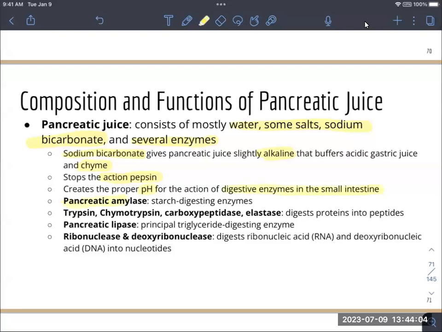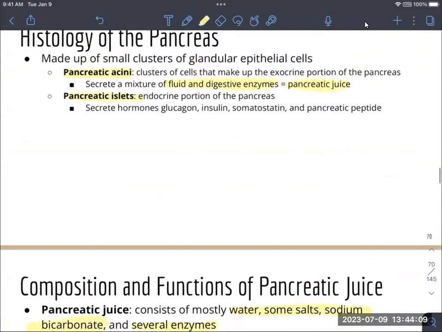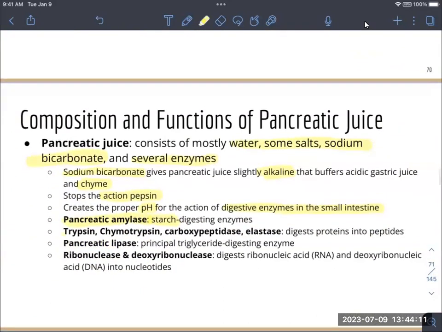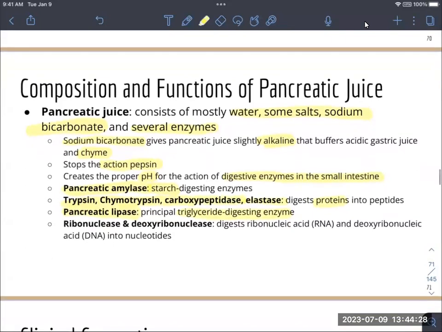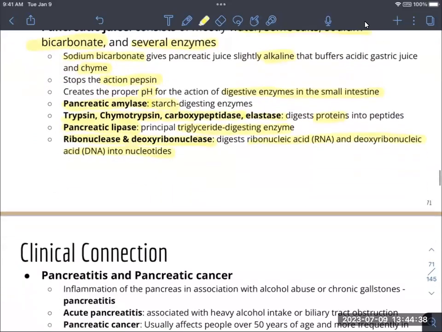We get pancreatic amylase. Amylase is always for starches. We have trypsin, chymotrypsin, carboxypeptidase, and elastase. Those act on proteins. Pancreatic lipase acts on triglycerides. We have ribonuclease and deoxyribonuclease. RNA and DNA, it breaks those down to nucleotides.